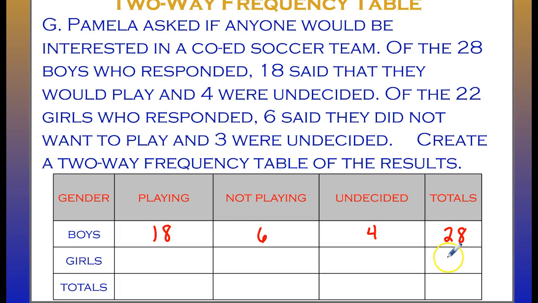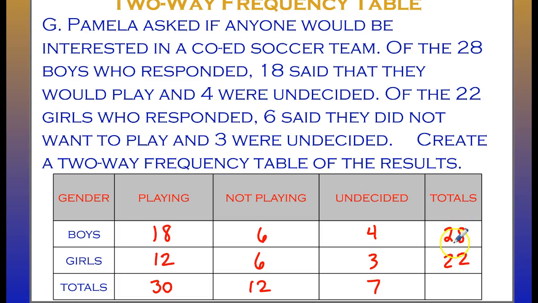Of the 22 girls who responded, 6 said they did not want to play, so 6 were not playing, and 3 were undecided. 6 plus 3 is 9. If I subtract that number from 22, I get that 12 girls decided they were playing. So the total number of boys and girls that said they were playing is 30. 12 people were not playing, and 7 people were undecided. So 30 plus 12 is 42. 42 plus 7 is 49.